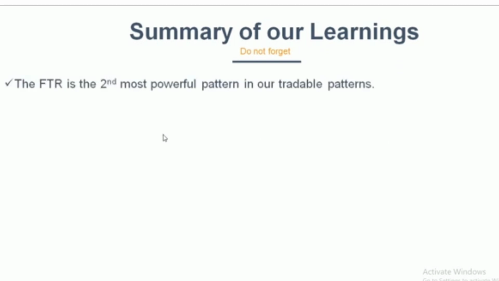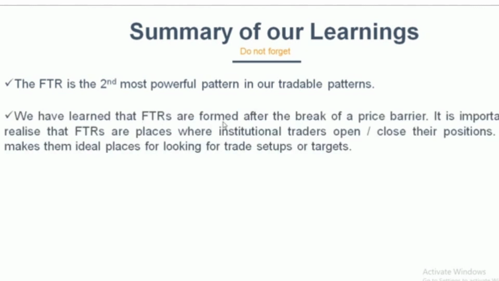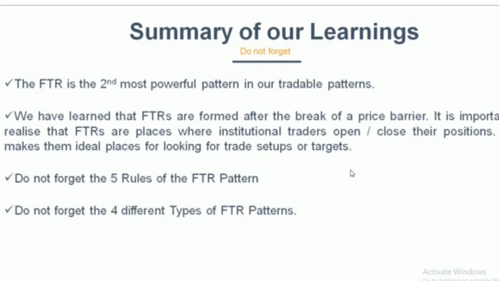So what all did we learn? The second power pattern, which is FTR, the continuation pattern with two engulfs. We learned how the FTR forms. We learned the purpose of urgency, how it will impact order filling. We learned the 5 rules of the game. We learned the 4 patterns or the 4 types. We also learned who is dominating. We learned what FTRs to trade and what FTRs not to trade. We also realized if a power pattern is broken by another power pattern, it is superior.